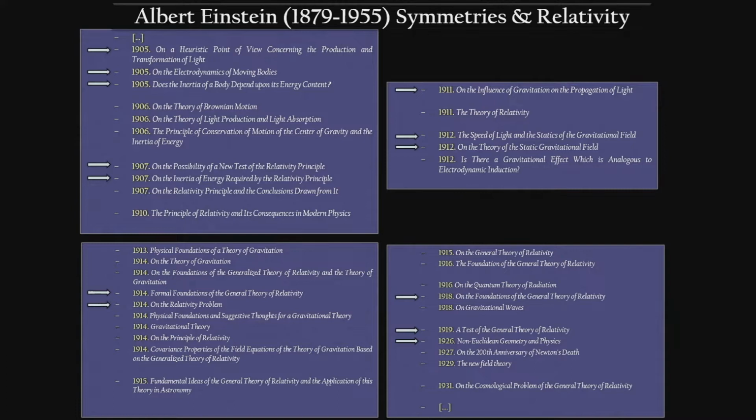1914 with the formal foundation of general theory of relativity, on the relativity problem, etc. And after, on the influence of gravitation on propagation of light, the speed of light and the static gravitational field, etc. Until 1927, we can say, more or less, of course. We don't know really what he did in the middle and after. If necessary, just talk with another scientist to understand something more. So we don't know. This is the fascinating thing of history.